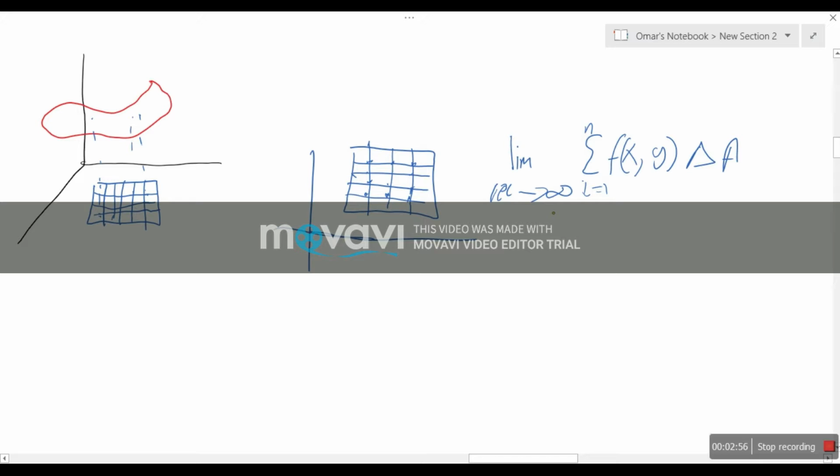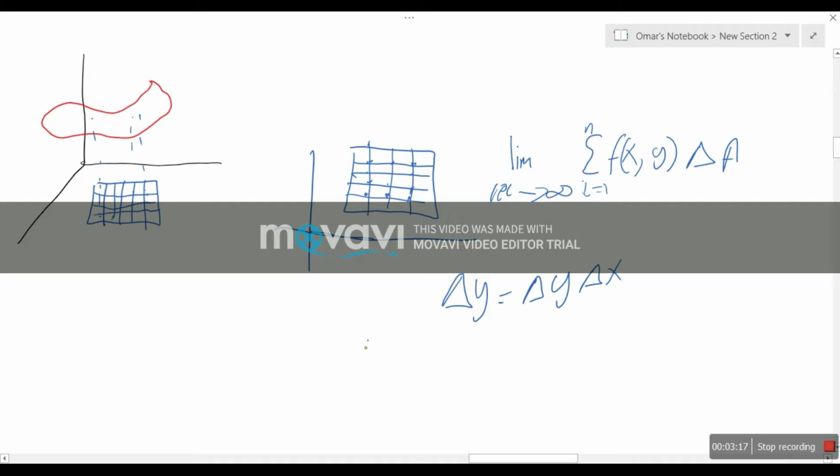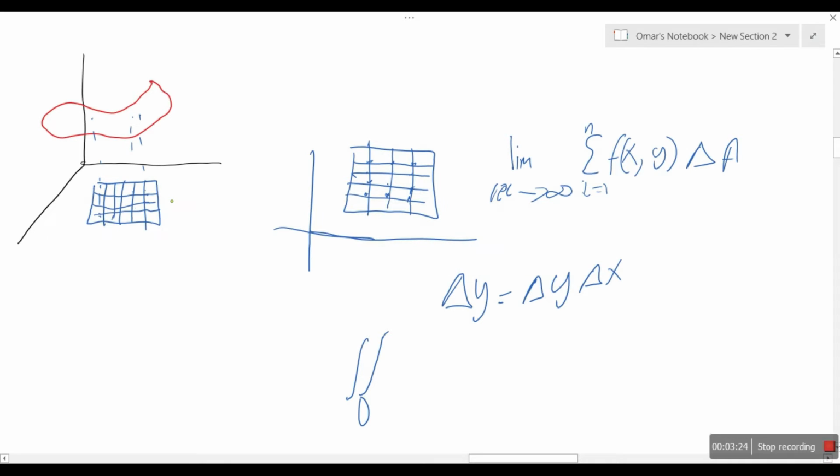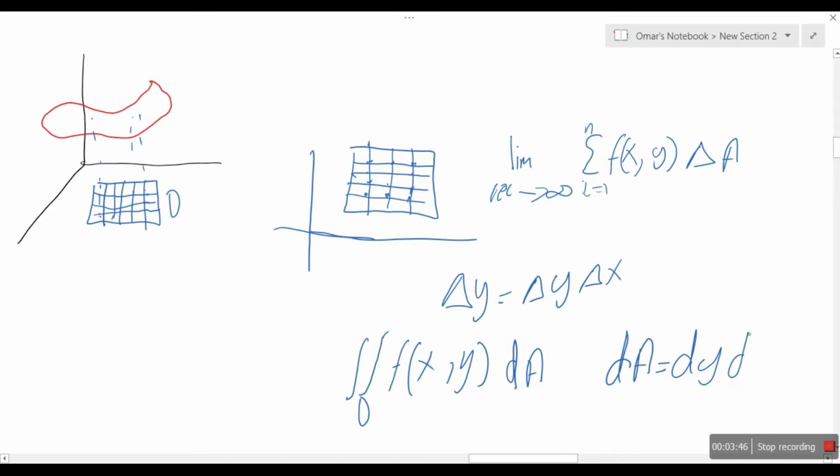As we said, the change of area is equal to the change in y times the change in x of all of these rectangles. Those lead us to this equation over here: the double integral over D, which is this region, of the function f of x and y dA, where dA is equal to dy dx.